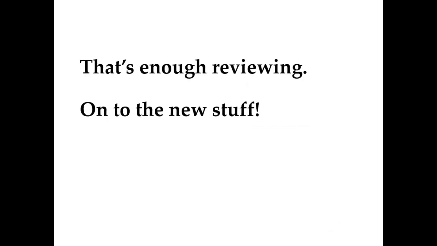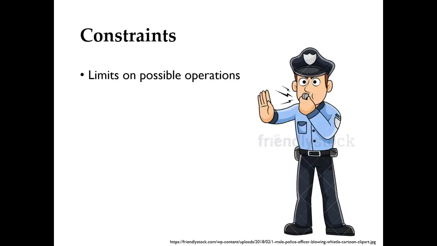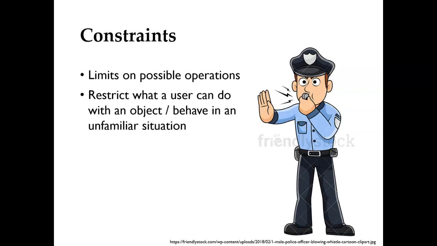Let's move on and talk about the new stuff: constraints. What is a constraint? It's a limit on a possible operation. It's saying, no, you can't do this, or you shouldn't do this, or you should slow down, something of the sort. The big idea is that you're going to, as a designer, restrict what that user can do with the object or interface or system that you are designing, and you're also going to limit what that user can do in behaving in an unfamiliar situation.